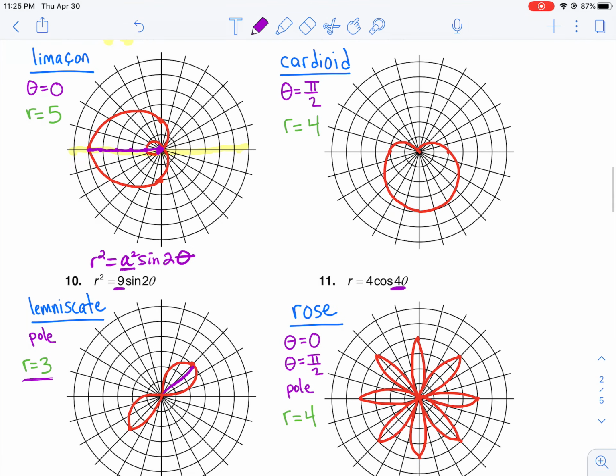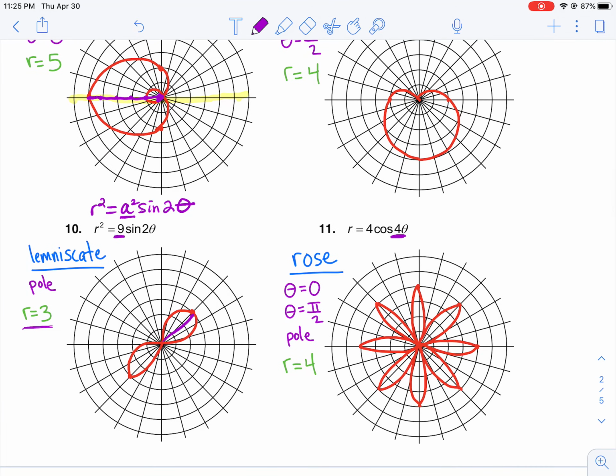Since this number is even, then the number of petals that we have will be double that. We have 8 petals on there. And notice the symmetry in number 11. The symmetry in number 11 would be theta equals 0, theta equals pi over 2, and also pole symmetry. If I rotated 180 degrees, it would look exactly identical to what it looks like.